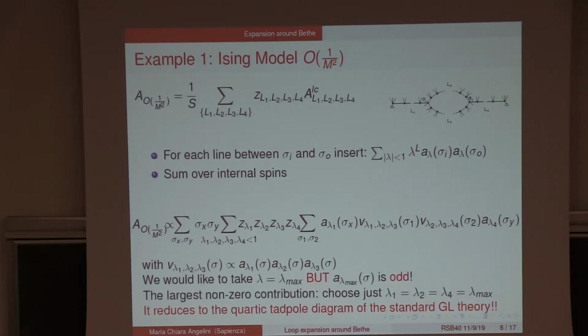But there is a but, because the eigenvector associated to lambda max is odd. So the vertex, when we put all three eigenvalues equal to lambda max, is an odd function of sigma, and then we sum over sigma, so we obtain 0. So we cannot put lambda max. I mean, we can put it, but we obtain a 0 correction. So this diagram for the Ising case is exactly 0, and we just recover the usual Landau-Ginzburg expansion for the Ising model.